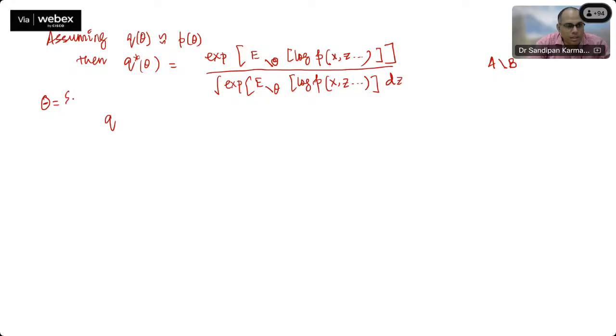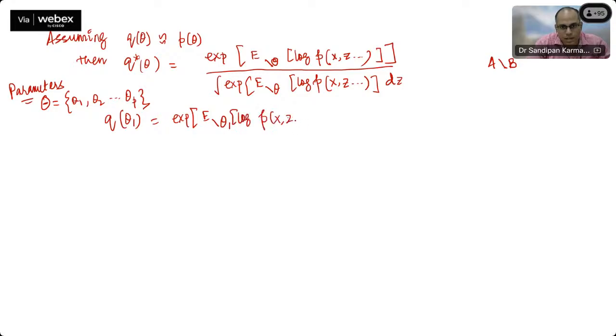Okay, if it is considering theta 1, theta 2, dot dot dot theta p, then what are these thetas? Thetas are basically parameters whose posterior I am trying to find out. Okay, so q of theta 1 will be exponential of E of set difference theta. That means we'll be taking all theta 2 to theta p, keeping theta 1 outside. Okay, then log of p x z.